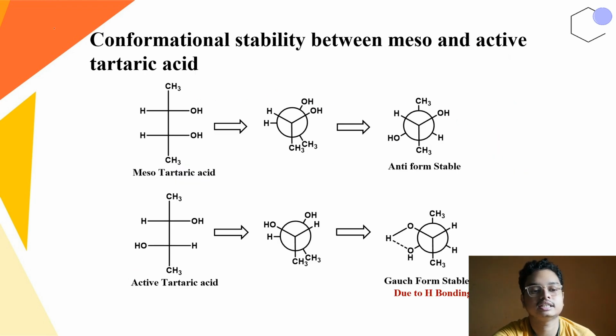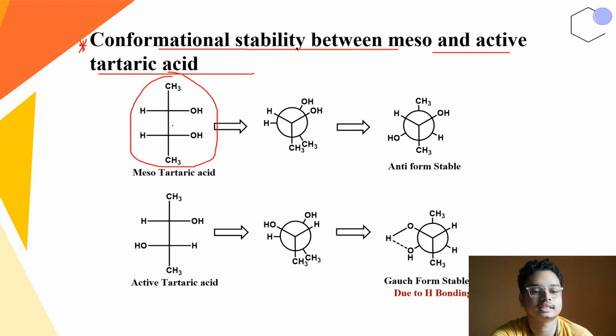Now there is a very interesting question that comes up in every examination, especially if you are giving college or university exams. This type of question is asked repeatedly, where you have to determine the conformational stability between meso and active tartaric acid. First you have to know how to change the meso tartaric acid Fischer form to the Newman projection formula. As we already discussed in our previous lectures, this is our front carbon and this is our back carbon. So we simply make this Newman projection formula.